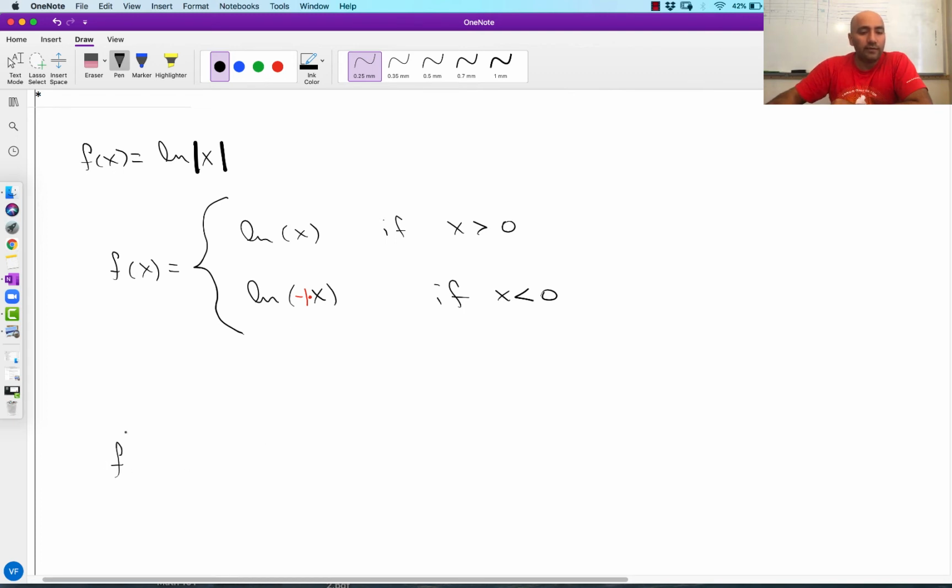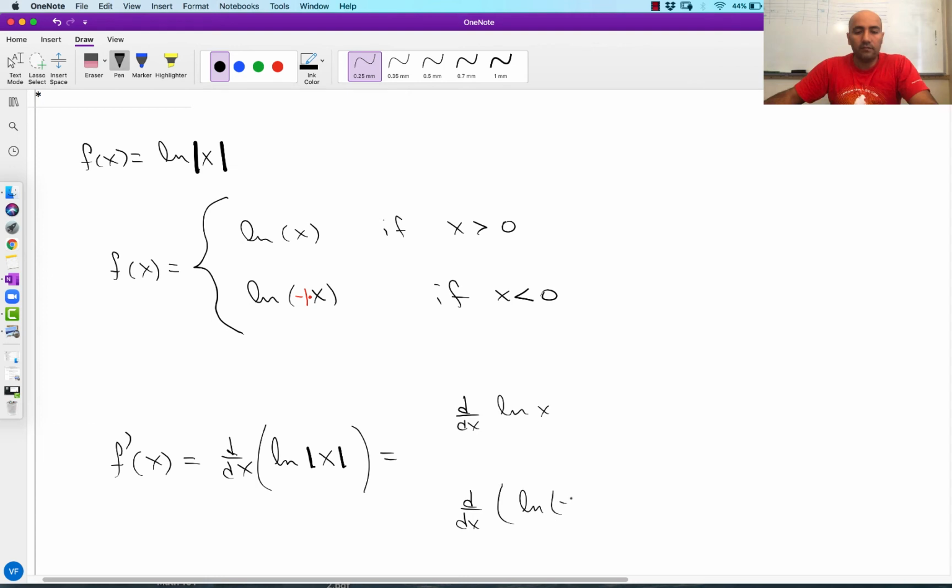Now when I want to find the derivative of f of x, which is the derivative with respect to x of ln of absolute value of x, what I could do is take care of it on a piece-by-piece basis. I could find the derivative with respect to x of ln of x for the case when x is positive. And then separately think about what the derivative with respect to x of ln of negative x is when x is negative.